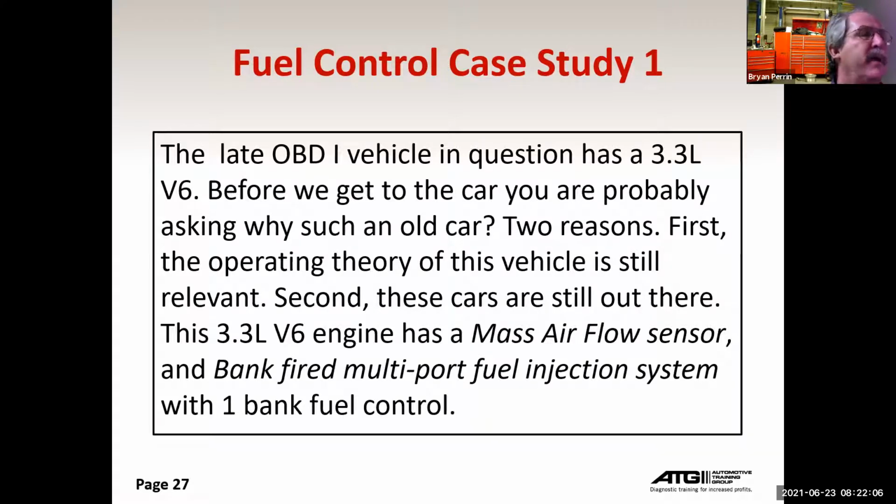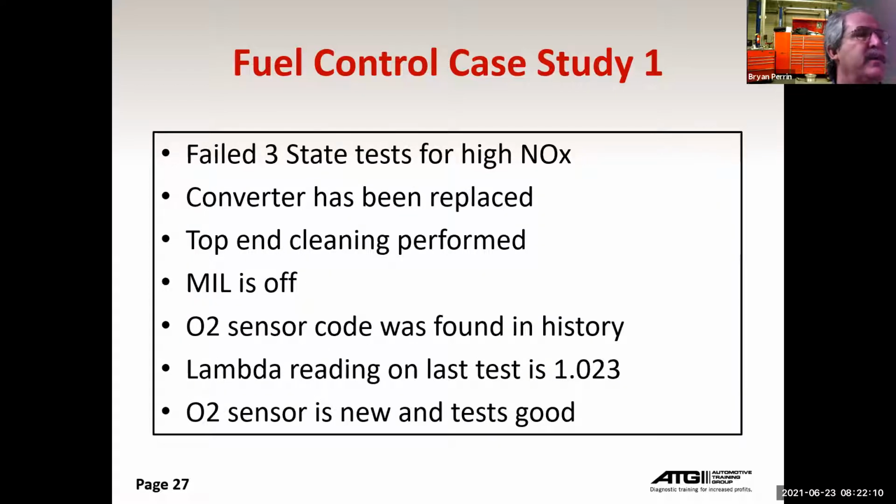So this vehicle failed 3 state tests for high NOx. The catalytic converter had already been replaced. They had already done a decarbonization or top end cleaning. The check engine light is off. I found an O2 sensor code in history.